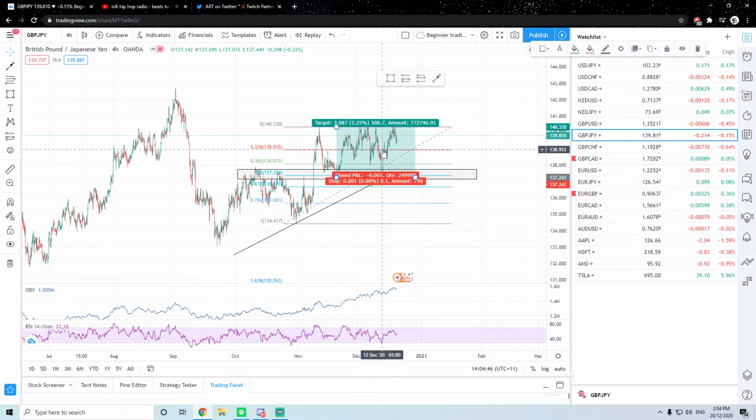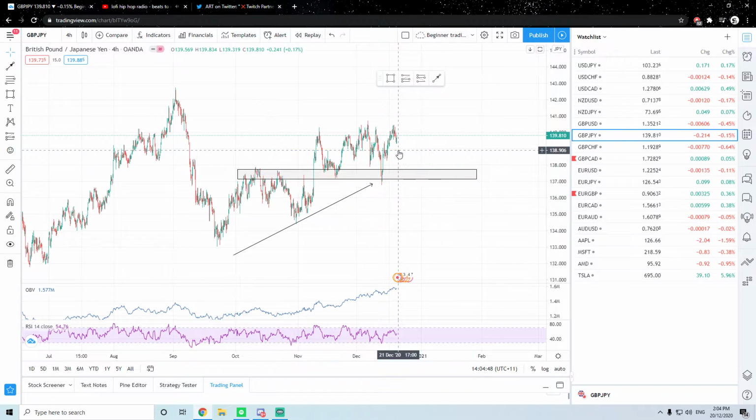That's really my entire trading strategy in like 2 seconds. It's just simple, and if it works, then there's no need to fix it, you know what I'm saying?